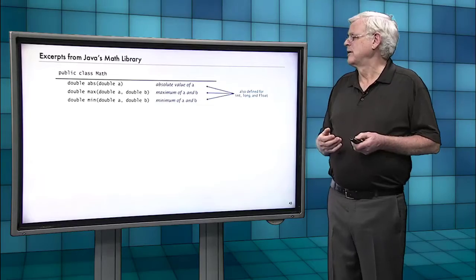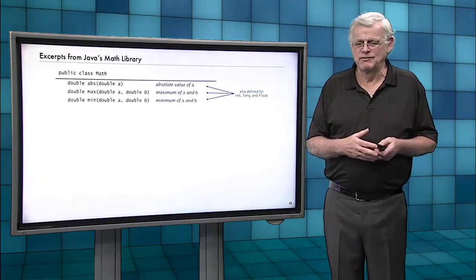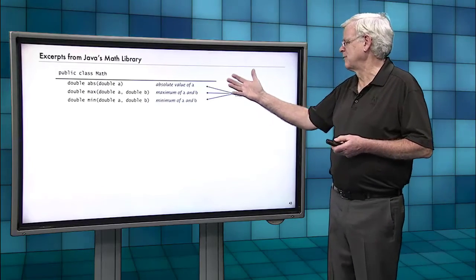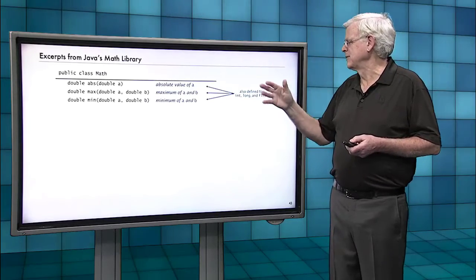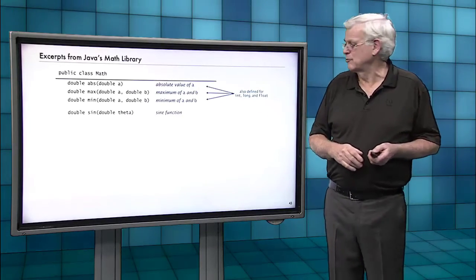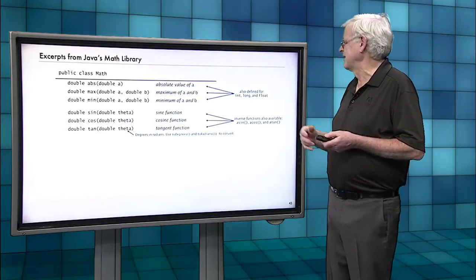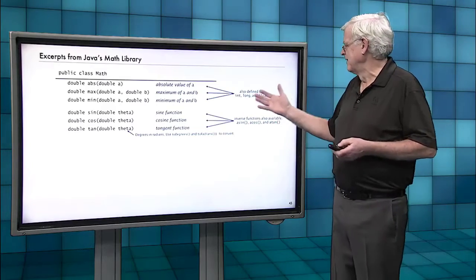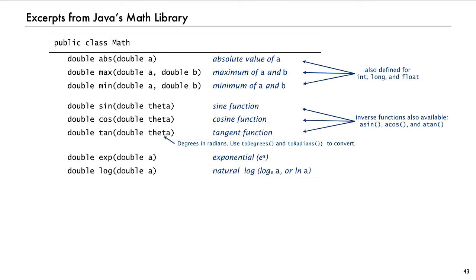Now with doubles, we have lots of built-in functions that we can use to compute on double values. And actually, a lot of them work for int and other types as well. So you can get the absolute value, you can get the larger of 2 values or the smaller of 2 values. You can compute the sine function or the cosine or the tangent or the arcsine and so forth. And it's done in radians, but there's functions to convert back and forth to degrees. There's the exponential function, there's the log function, which is a natural log.